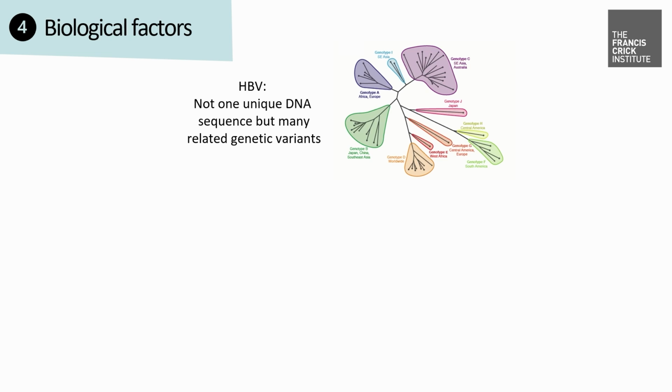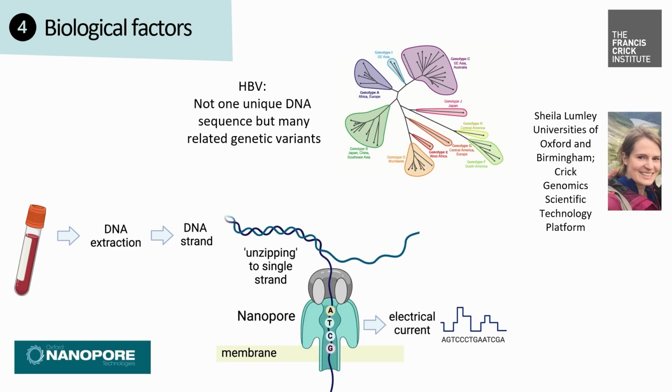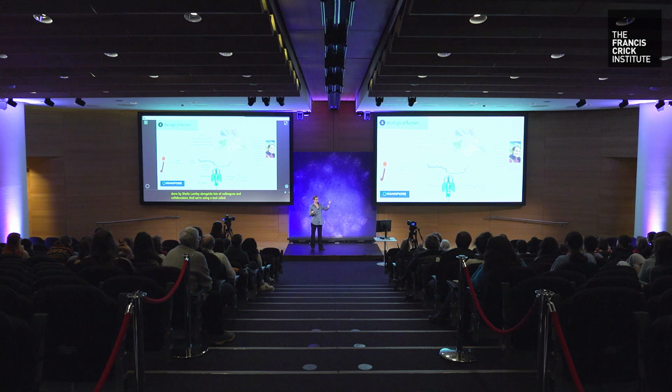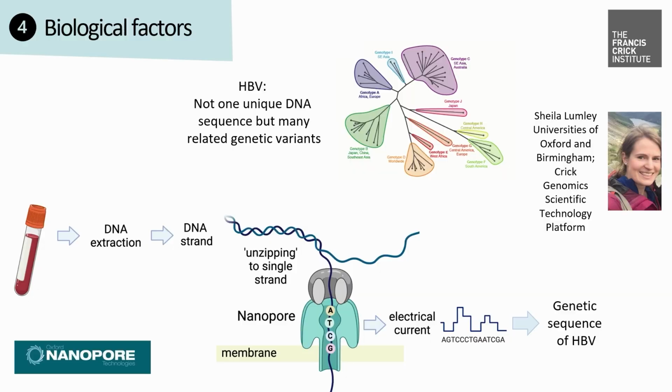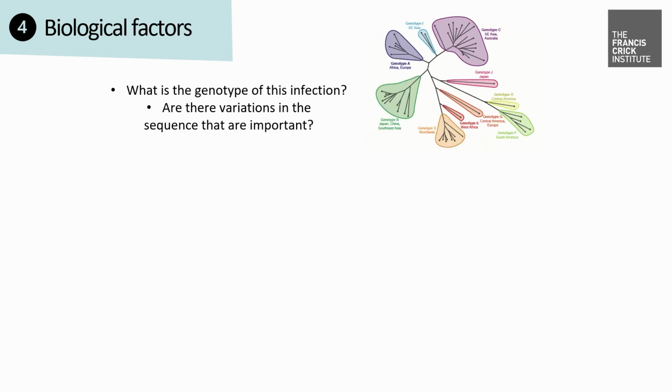And my final slide on the science is to think about going back to that tree of hepatitis B viruses. We can actually now read hepatitis B viral sequences. This is work done by Sheila Lumley alongside lots of colleagues and collaborators. And we're using a tool called nanopore, which unzips that DNA strand, feeds it through a microscopic pore in a membrane, and reads the electrical current. And remarkably, that gives you the genetic sequence of anything, in this case hepatitis B, but it's a great way to generate sequences of any living organism.